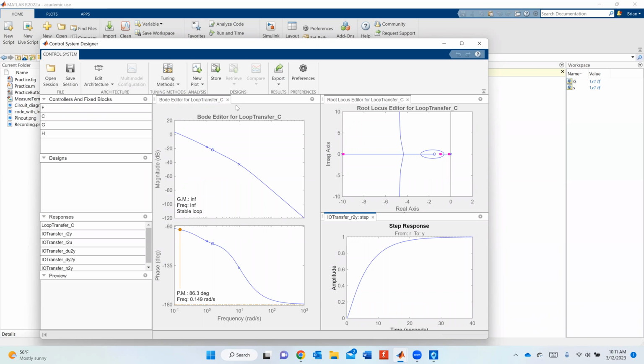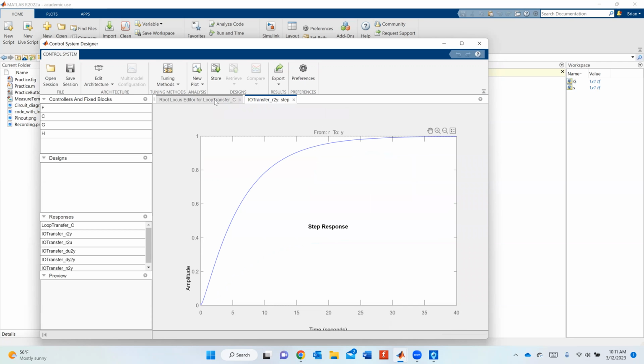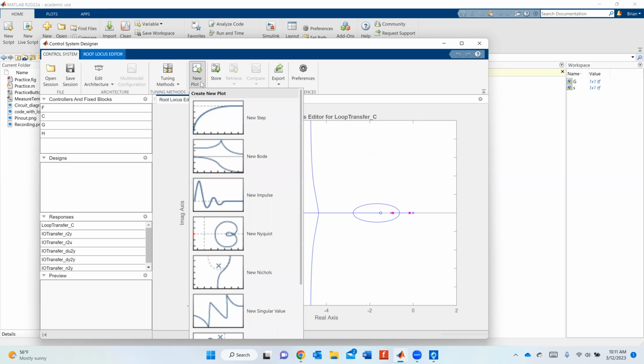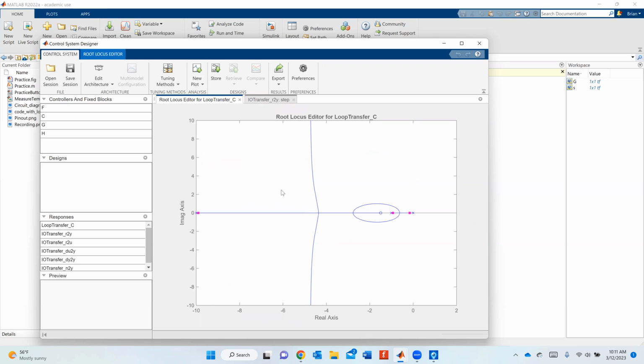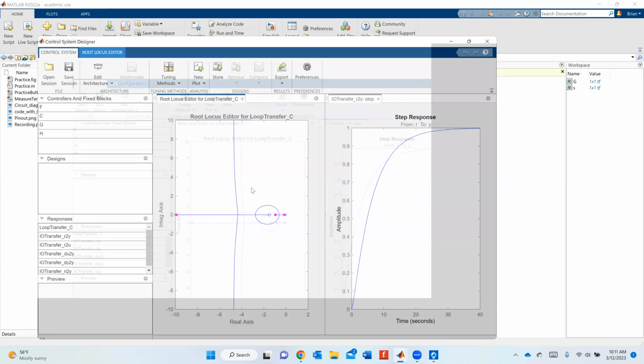Okay, so what we're going to be dealing with is we don't need the Bode editor for this. We're just looking at the root locus, and then we're going to look at the step response. So let's see if we can put these next to each other. Let's look at system. Okay, I'm just going to keep this one. There we go. Okay, so notice how we can get them two side by side.